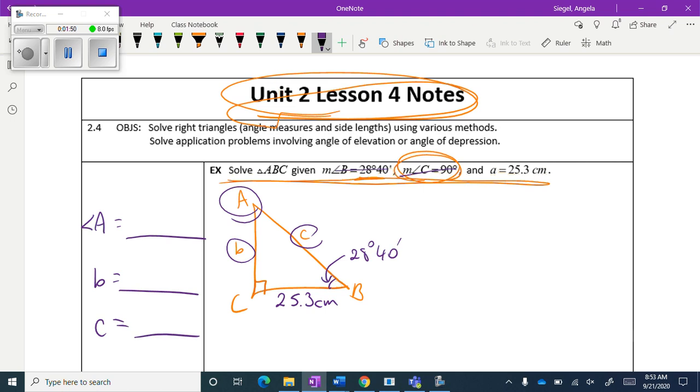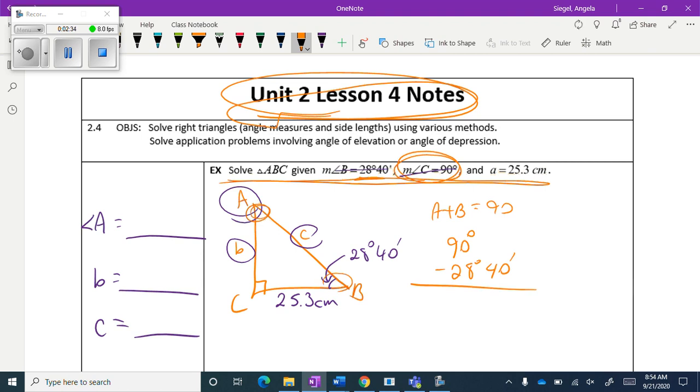So how you get there might look different for each person. It's just whatever makes the most sense to you. I think the first thing I want to do is, you could do a couple different things. I know that there's 180 degrees in a triangle, but I also know that these two add up to 90 degrees. So in a right triangle, angle A plus angle B equals 90 degrees. So I think I might start by solving for angle A. I'm just going to say 90 degrees minus 28 degrees, 40 minutes, and go from there.